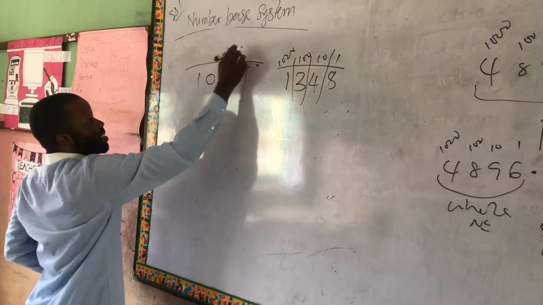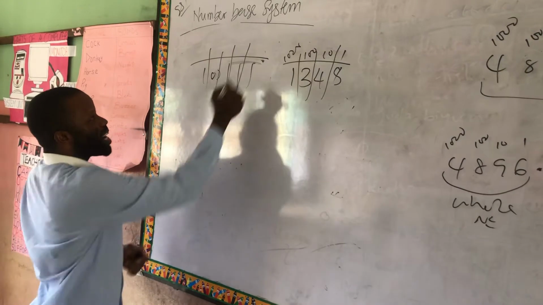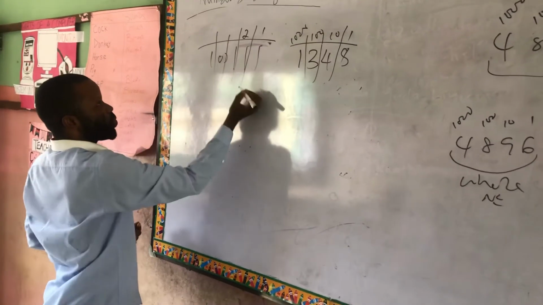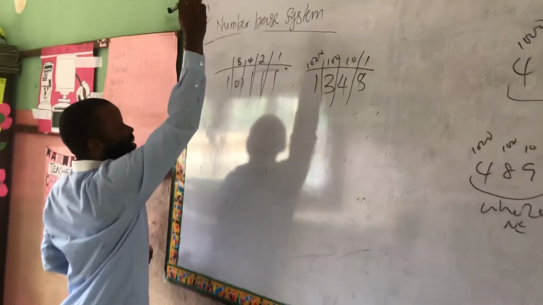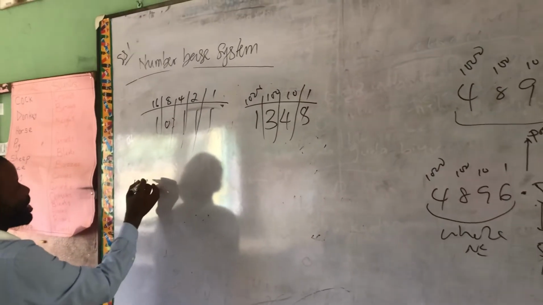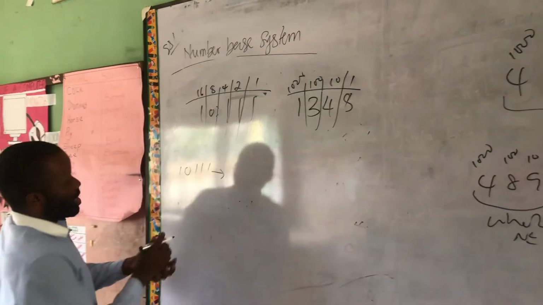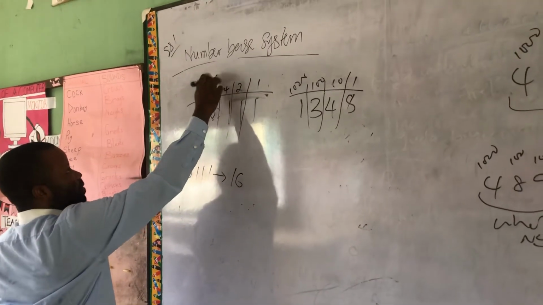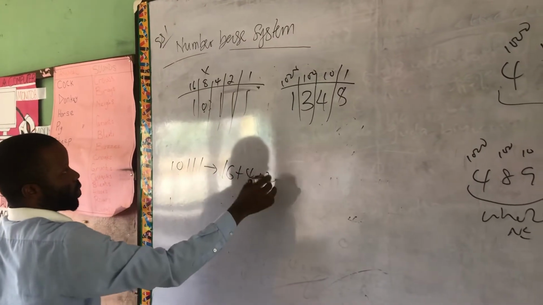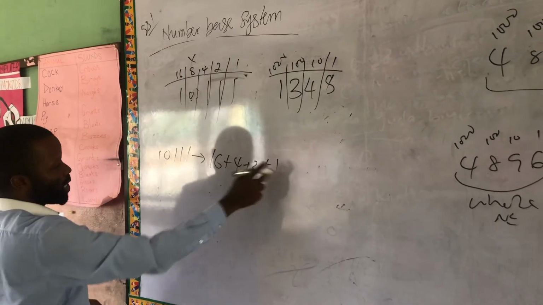Since binary is in base 2, the place value of the first digit is 1, then it keeps increasing by multiples of 2: 1, 2, 4, 8, and 16. So if this number 10111 is converted to base 10, it is 1 times 16, that is 16. 0 times 8 is 0, forget it. 1 times 4 is 4, plus 4. 1 times 2 is 2, plus 2. 1 times 1 is 1. Then 16 plus 4 is 20, 22, 23.